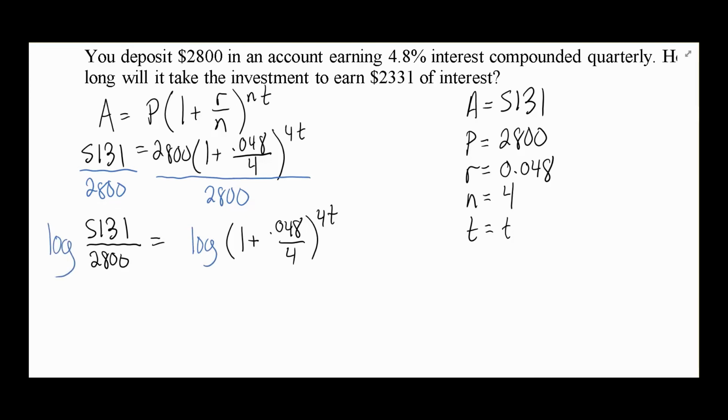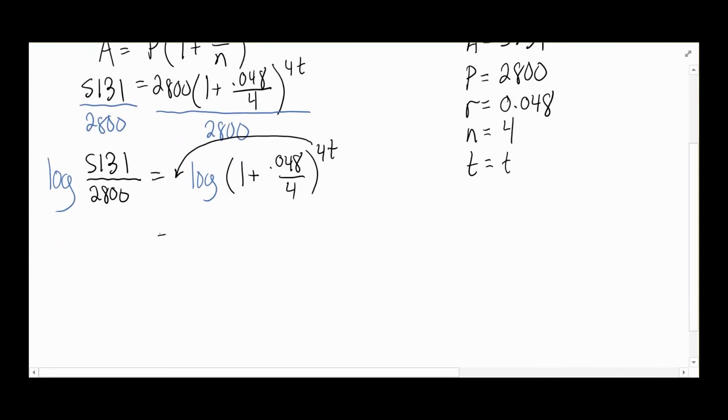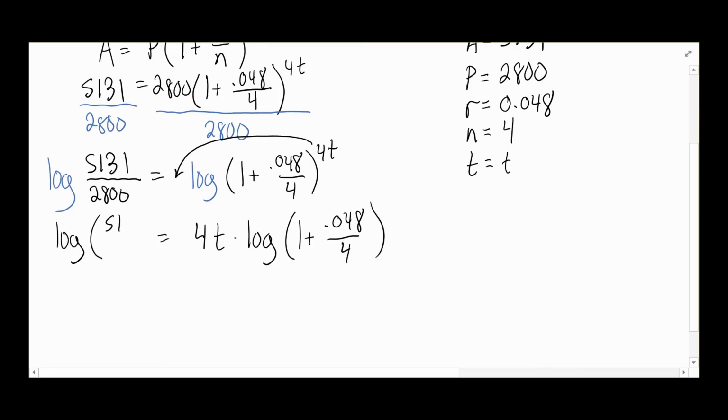By taking the log of both sides, we can bring the exponent down in front as a coefficient. We have 4t log of 1 plus 0.048 over 4, and that's equal to log of 5131 over 2800. Now, something I want to point out about that 4t over there is the order of 4t doesn't matter. So even though it looks kind of weird, I'm going to rewrite it as t times 4.